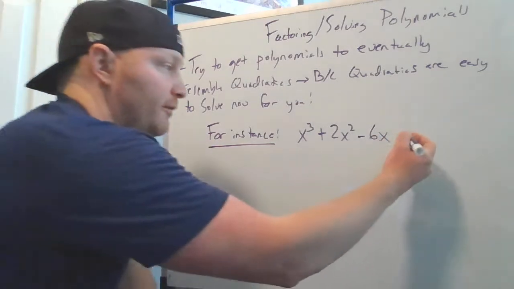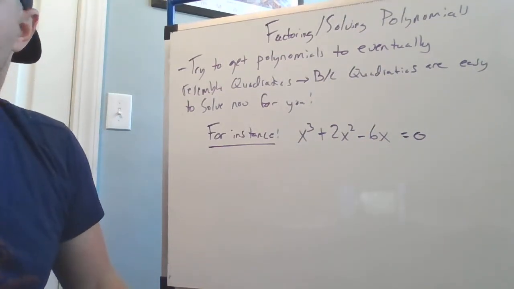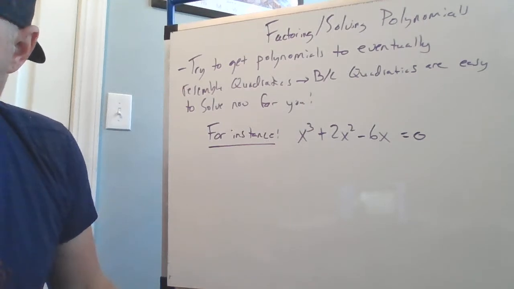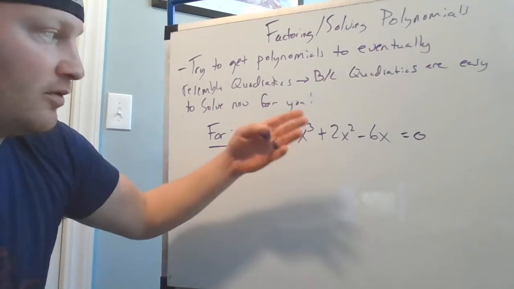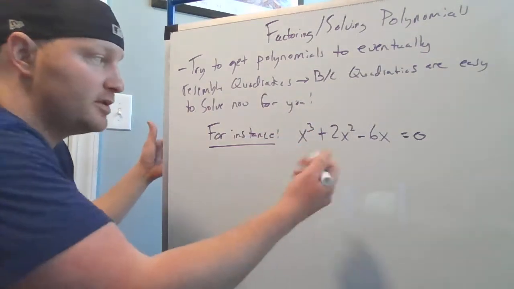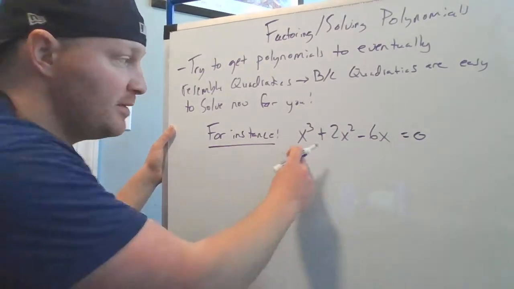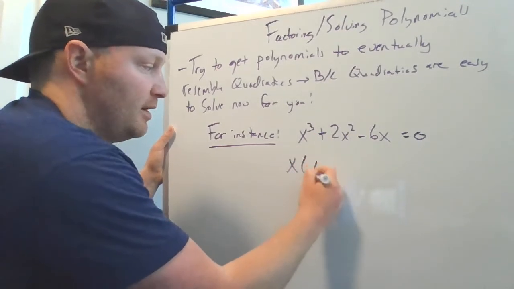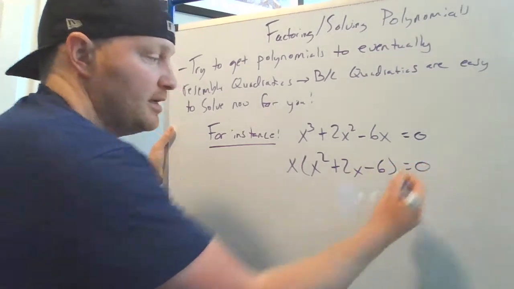Okay. So for example, if I've got this expression right here, I want to eventually solve this. If I can make the highest power equal to 0, I can then solve this cubic function. So what is the GCF of all three of these terms? The biggest thing I can take out of all three happens to be x, right? So then I'm left with x squared plus 2x minus 6 equals 0.